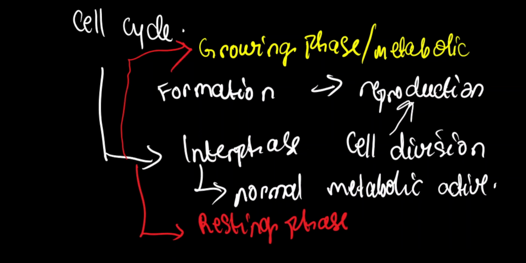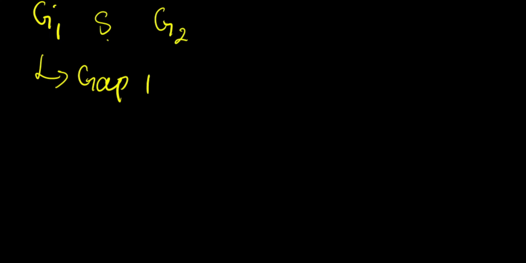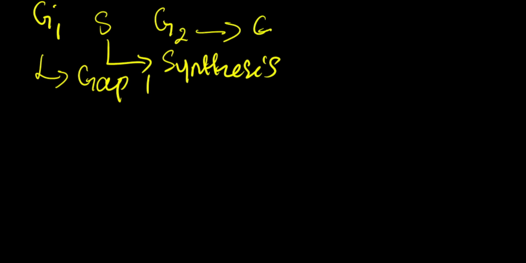because there are a lot of metabolic activities going on within this phase. Now, the interphase has some subphases, which of course we'll consider in this video. Firstly, we have the G1 phase, then we have the S phase, and lastly we have the G2 phase. Now, G means gap, so we have gap 1. S stands for synthesis, and G2 stands for gap 2. So we have gap 1, synthesis, and then gap 2.